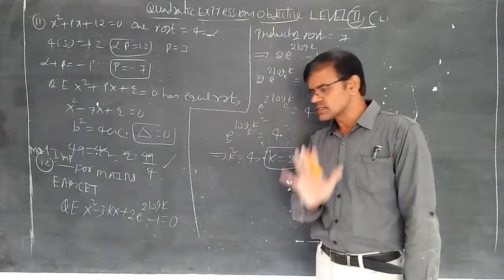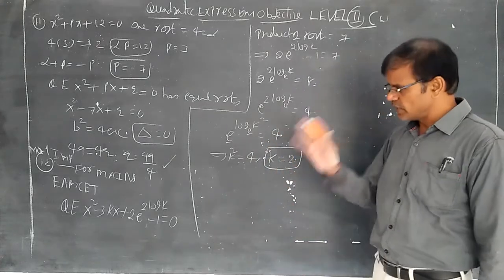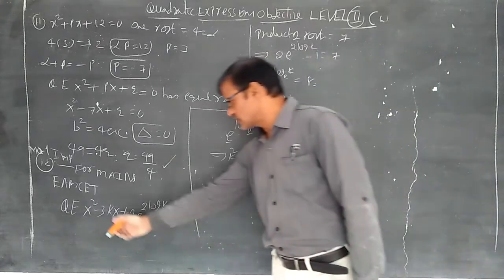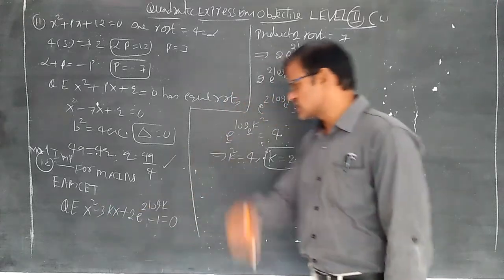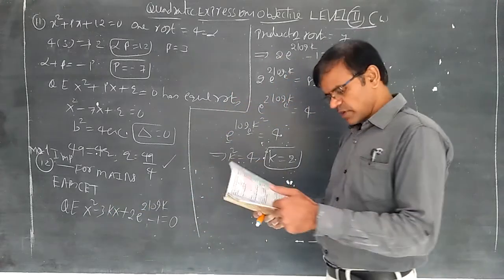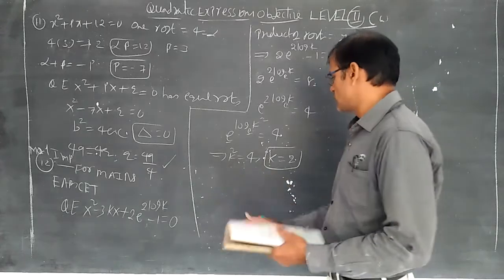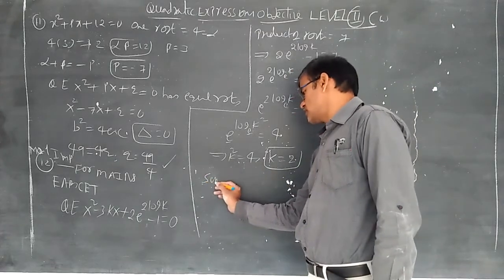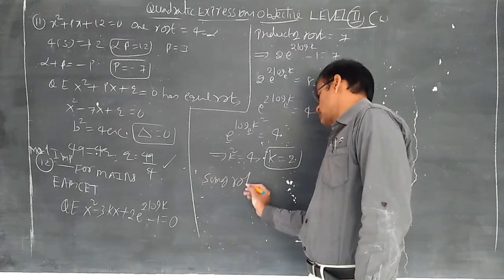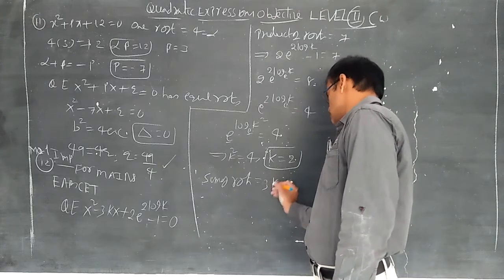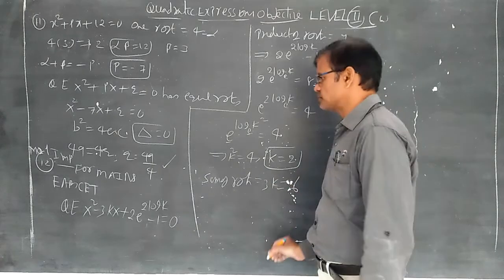One time he asked like this simply k. Next time he asked here like this, what is the 3k? Next time he asked in the manner of sum of roots. Now you can understand the sum of roots is equal to 3k, that is 6.